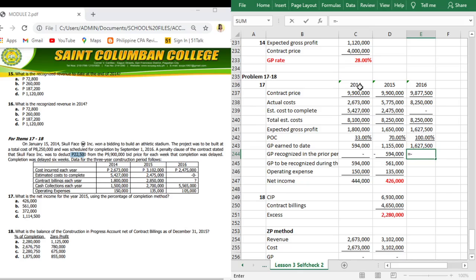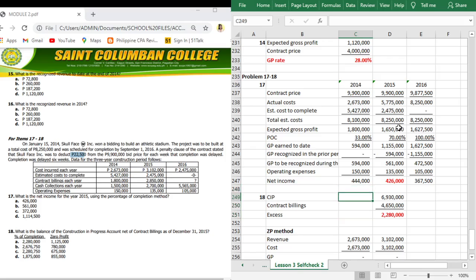So what is the gross profit recognized in the prior period? Kaning earned to date ato ang gamitin. So that is 1,155,000. Gross profit to be recognized during the year, that is 472,500, and then the operating expense nga given is 105,000. So our net income for 2016 is 367,500. Ito ang kompletuhan ng CIP o contract billings.